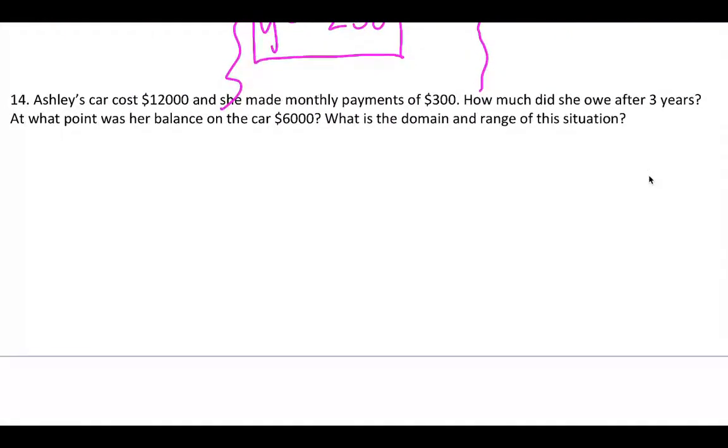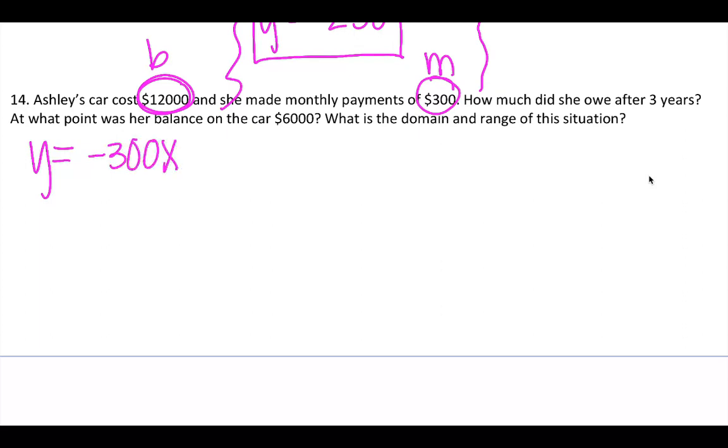And then this last one says Ashley's car cost $12,000. So she's starting at a balance of $12,000. That's our B. But then she's making monthly payments of $300. Monthly payments, so $300 per month. Per means to multiply. That's our M. So our equation is y equals. Now she's paying that $300, so it's coming off the $12,000. So we're subtracting. We're not adding on $300 each month. We're taking that off how much money she owes. But we started with $12,000. So that would be the equation.